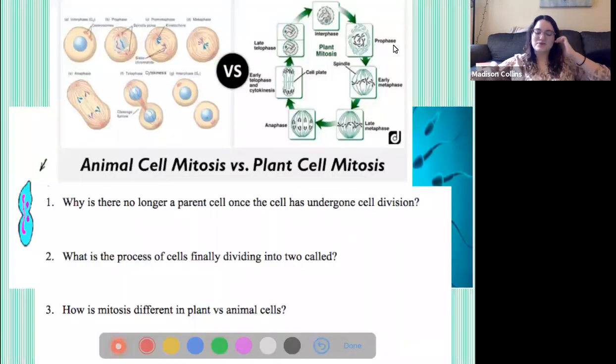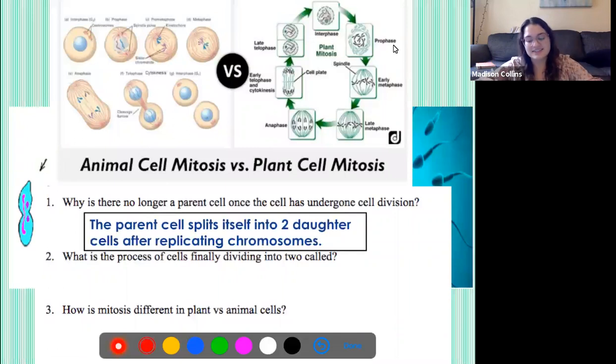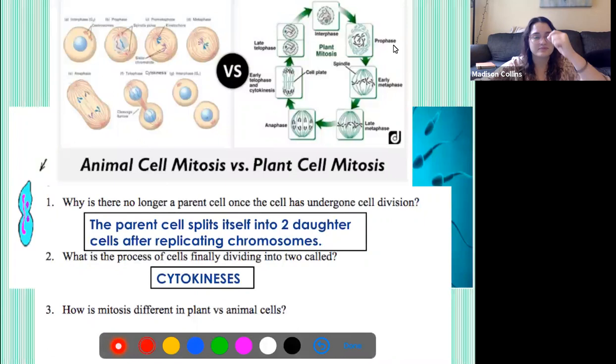All right, so the process of those cells actually dividing into two is something called cytokinesis. Now, we typically combine the two processes of telophase and cytokinesis because they're really similar. But with telophase, in the last stage of mitosis, the cell is just getting ready to split.